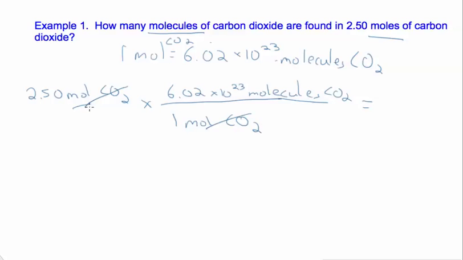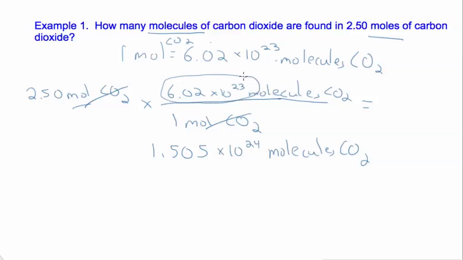And we do 2.5 times 6.02 times 10 to the 23rd. And you should get 1.505 times 10 to the 24th molecules of CO2.